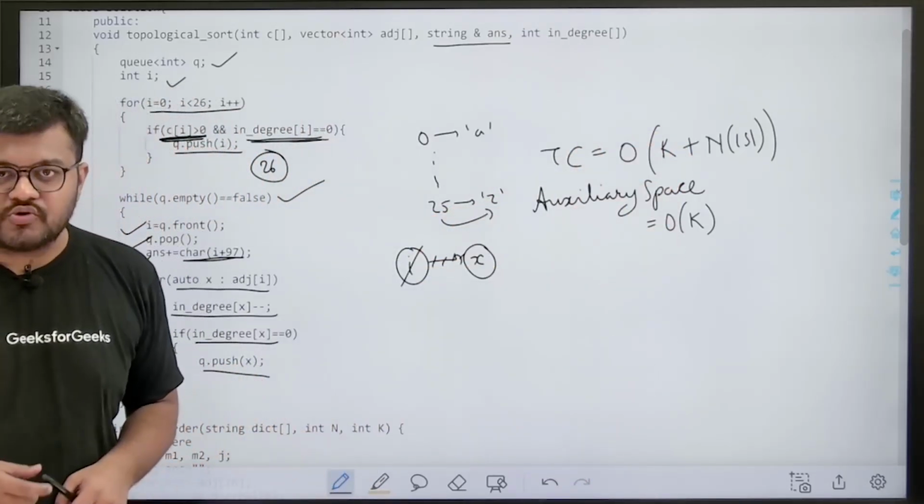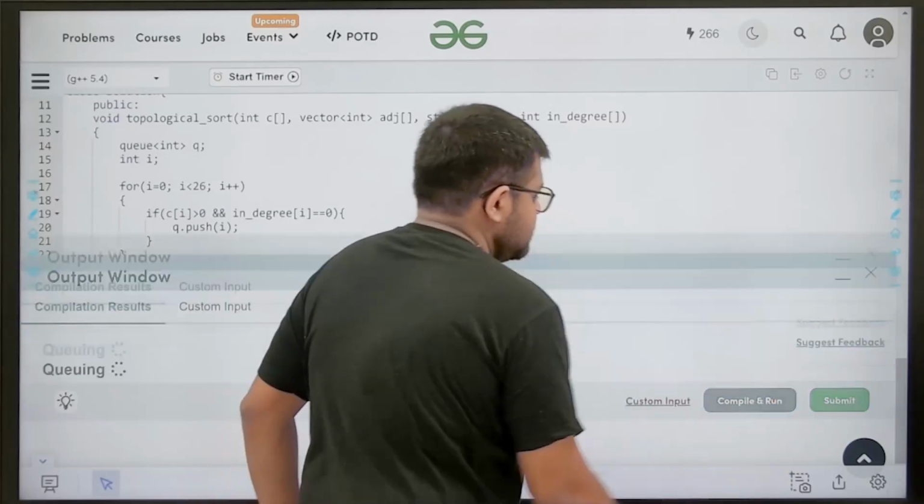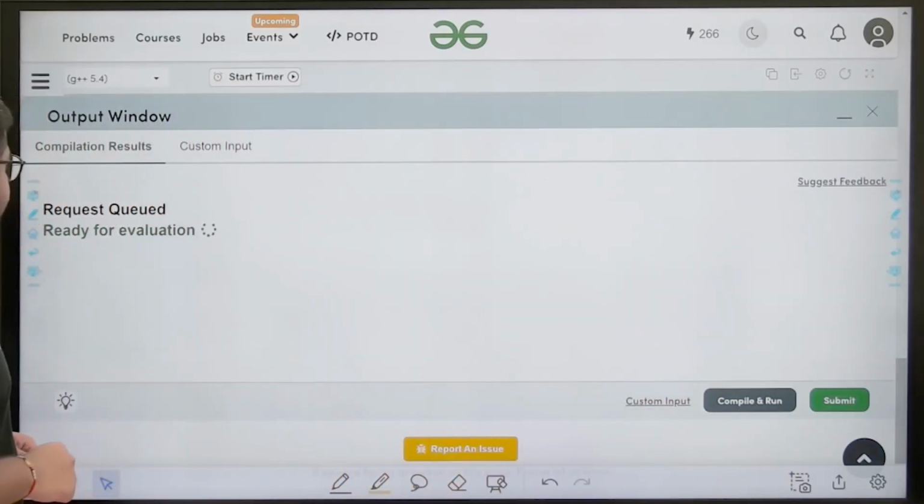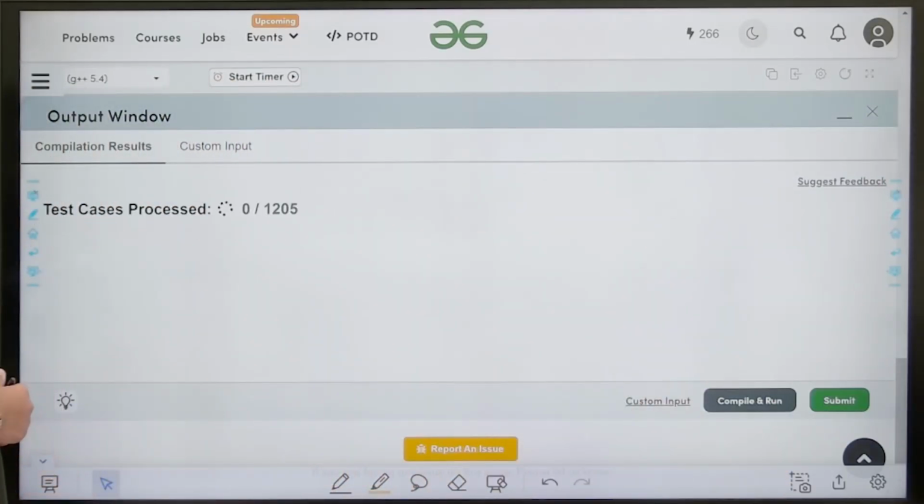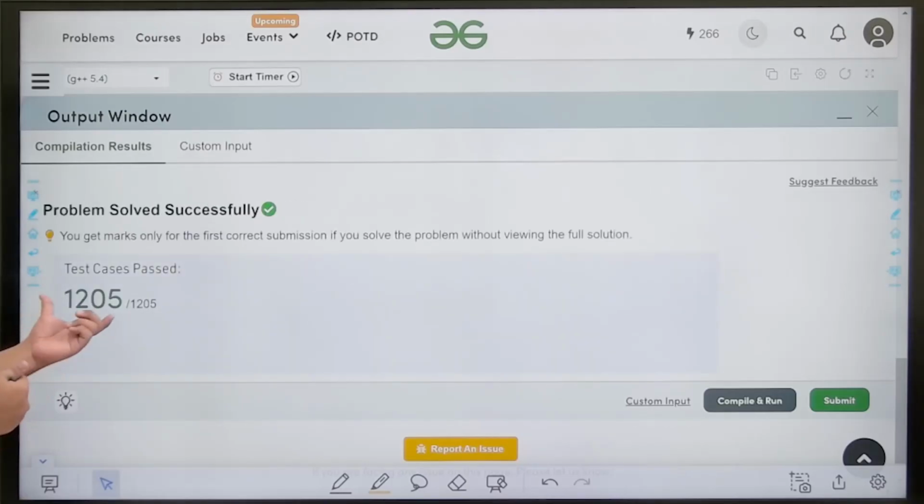Now let's submit this code. So let's submit it. So we have solved this problem successfully.